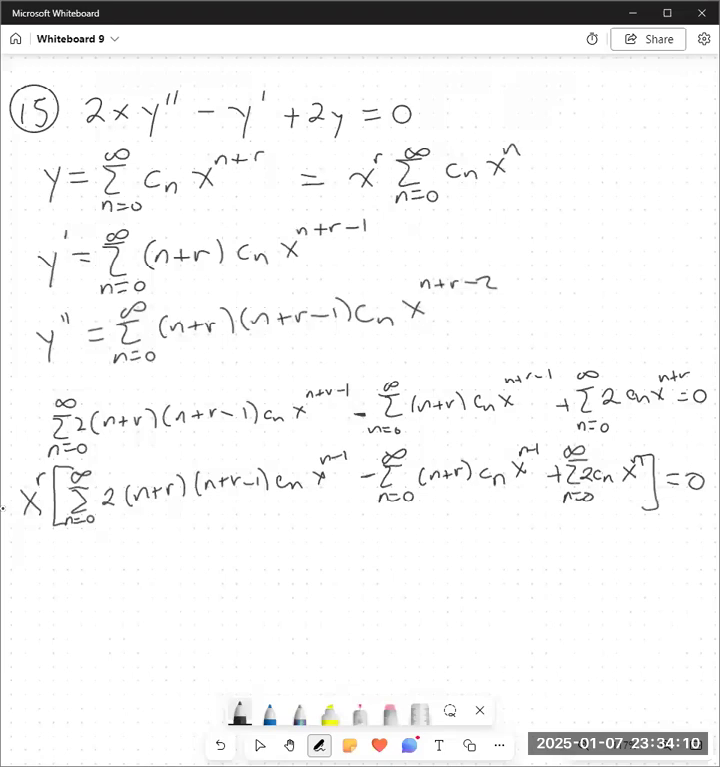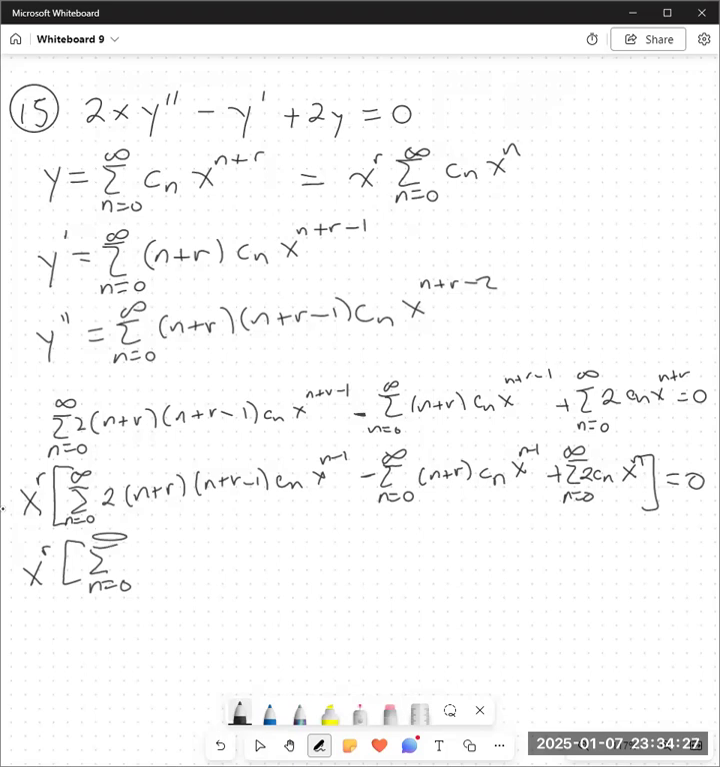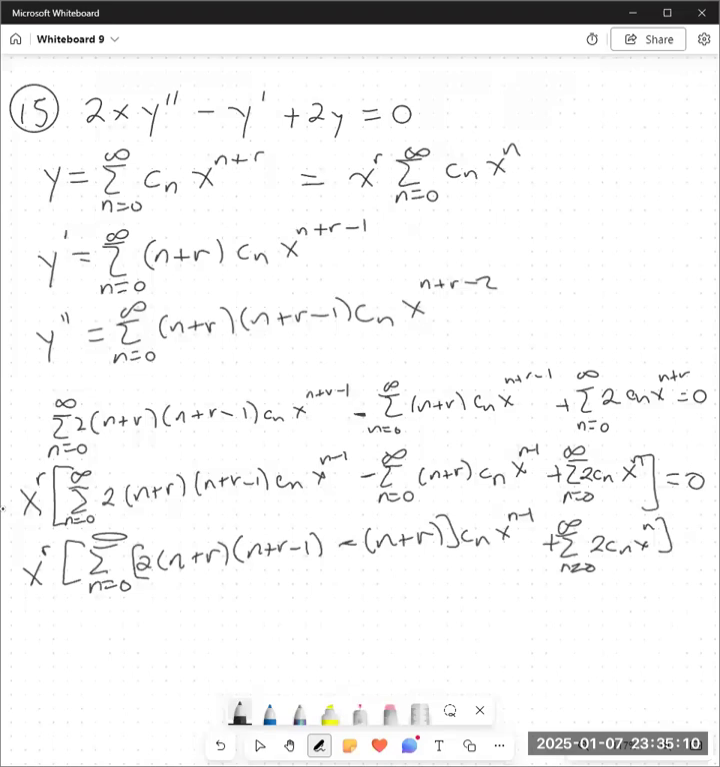Now, we have these two that can combine. So the sum from n equals 0 to infinity of 2 times n plus r times n plus r minus 1, minus n plus r, Cn x to the n minus 1, plus the sum from n equals 0 to infinity of 2 Cn x to the n, and then that equals 0.